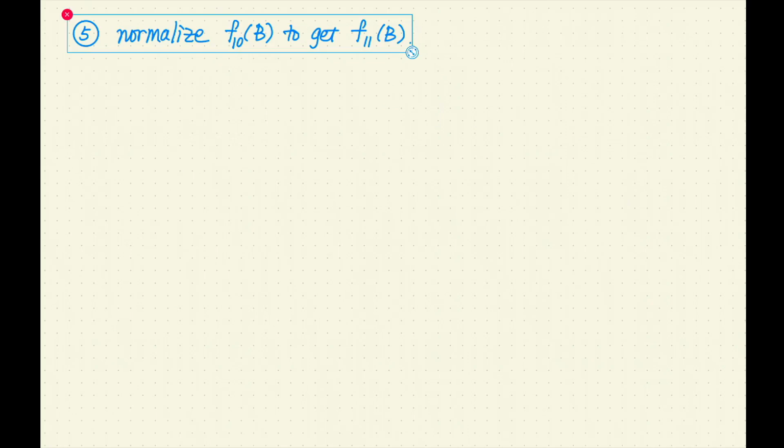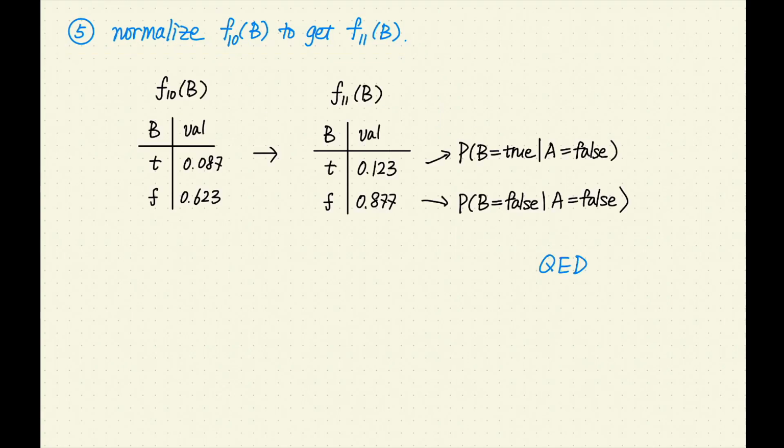Step 5, our final step, is normalize. We'll normalize the final factor so that it represents a probability distribution. Normalizing the factor produces a new factor, F11. The final factor F11 is a distribution containing two probabilities. The probability of B is true given that A is false, and the probability that B is false given that A is false. This concludes our example of the variable elimination algorithm.